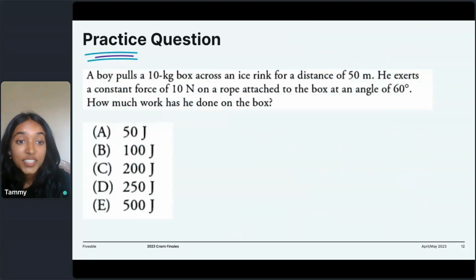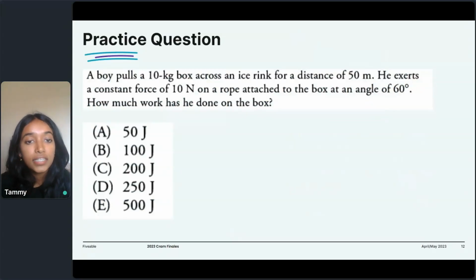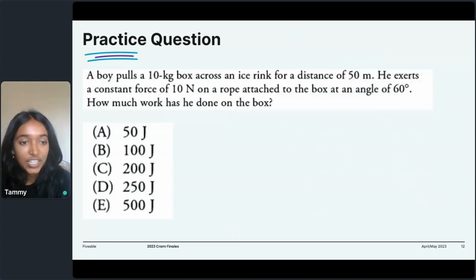So we have a practice question here. A boy pulls a 10-kilogram box across an ice rink for a distance of 50 meters. He exerts a constant force of 10 newtons on a rope attached to the box at an angle of 60 degrees. How much work has he done on the box? Take a minute, and once you get an answer, feel free to put it in the chat.